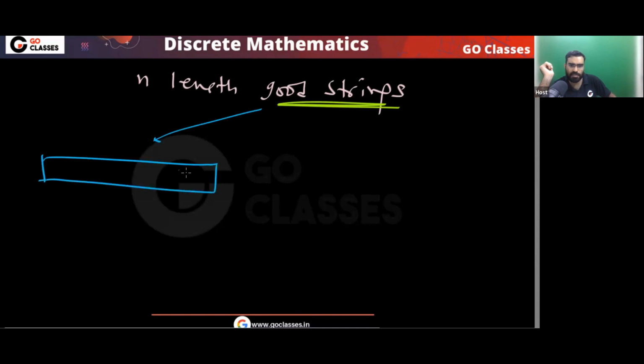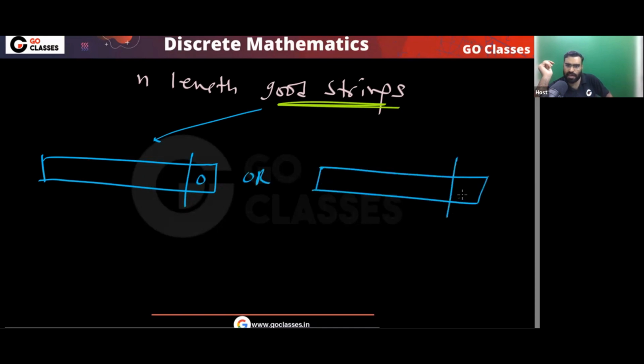Either they will end with 0 or they will end with 1. Okay, if you are ending with 0, then tell me, can it play any role in making a good string?